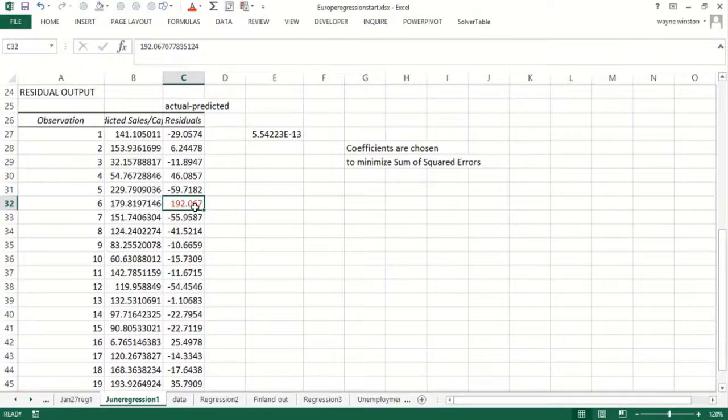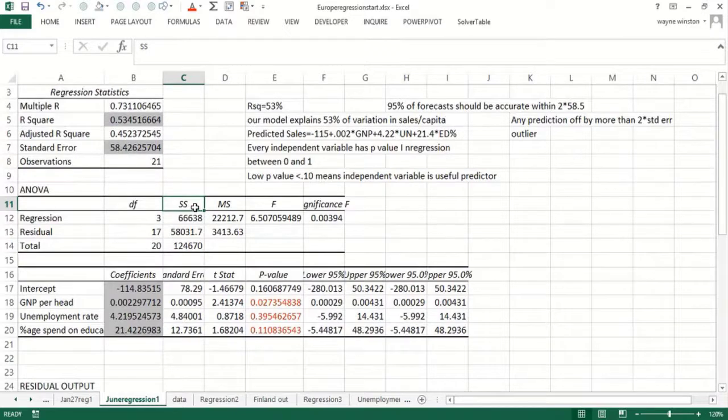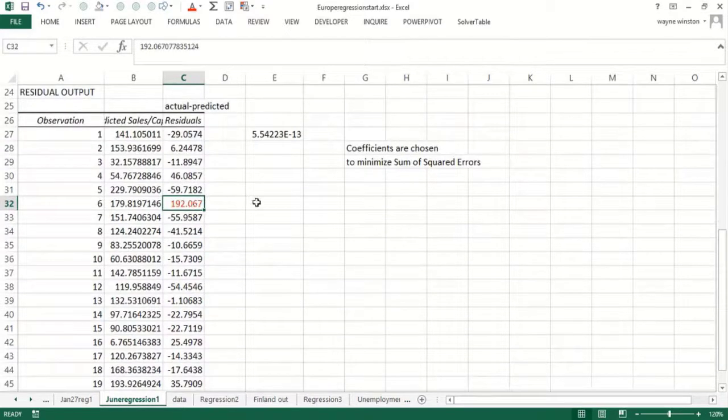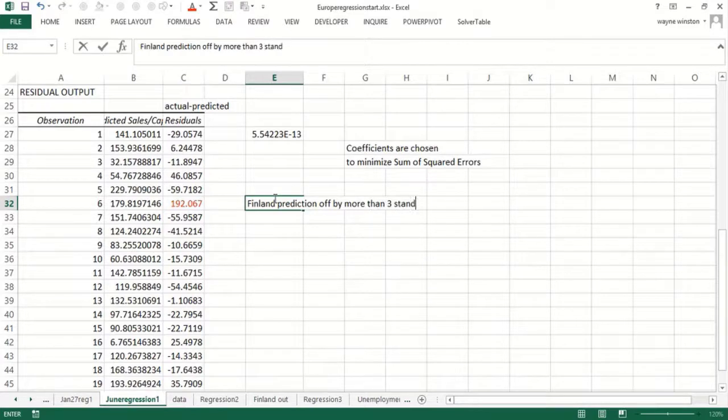Okay, so this 192, remember the standard error was 58. You double that, you get 116. So the Finland prediction's off by more than 3 standard errors. So that's a huge outlier. Even 2 standard errors is an outlier.